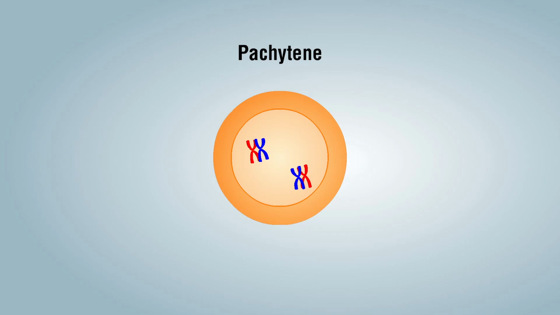After the formation of bivalents, the cells enter the next substage called pachytene. In pachytene, the bivalents exchange the gene segments between the non-sister chromatids of the homologous chromosomes. This process is called crossing over. The specific location where the exchange of chromosomes or crossing over takes place is called chiasma.